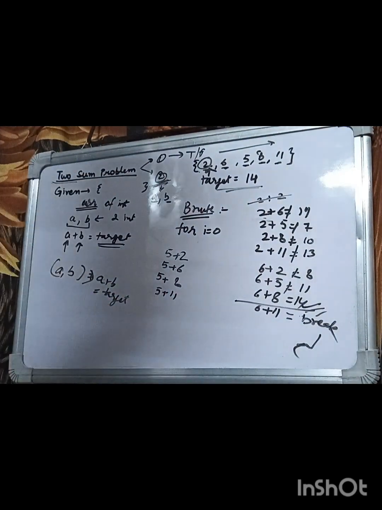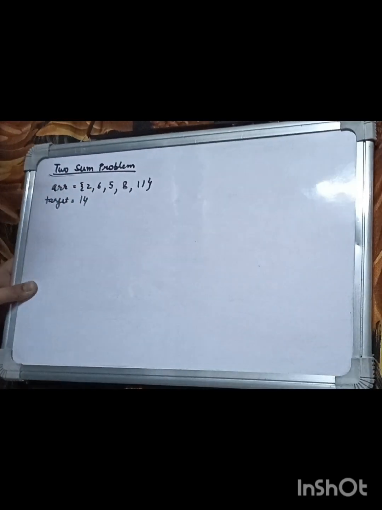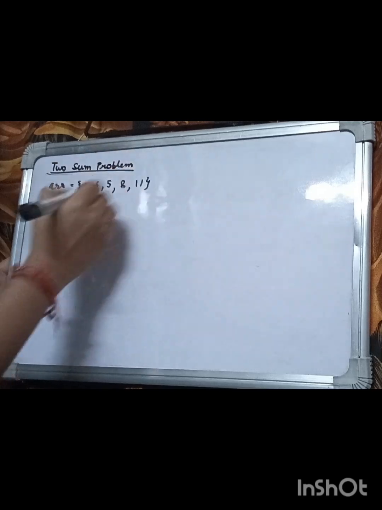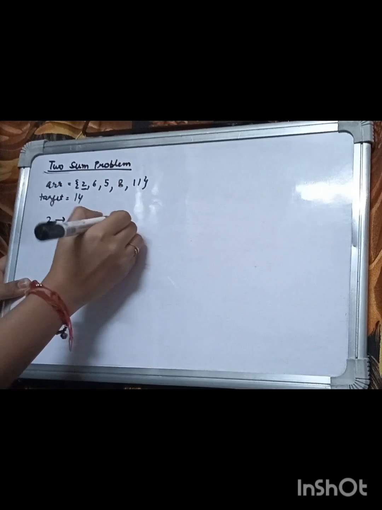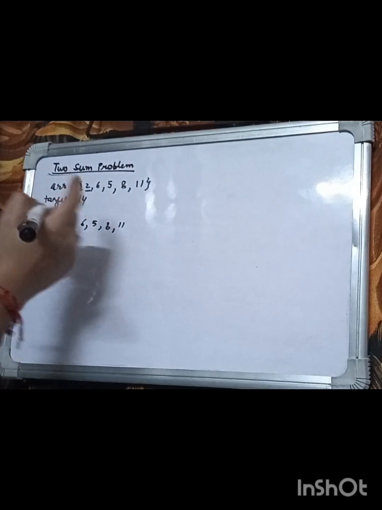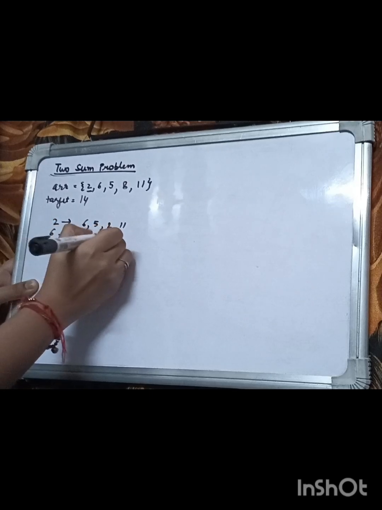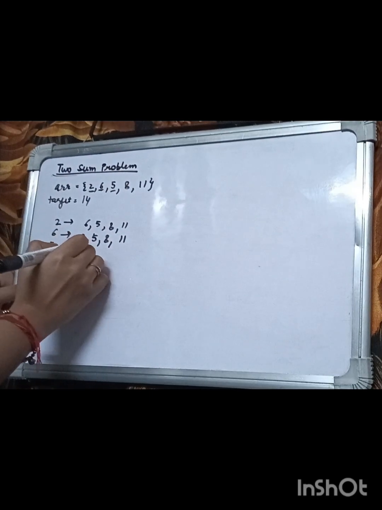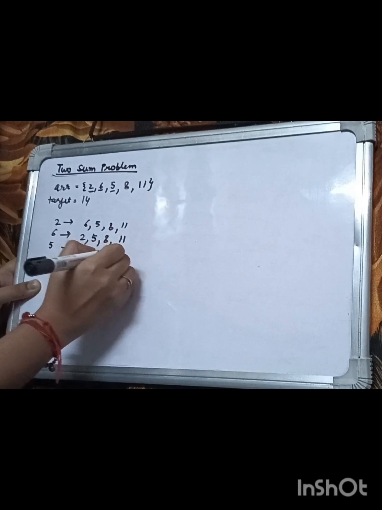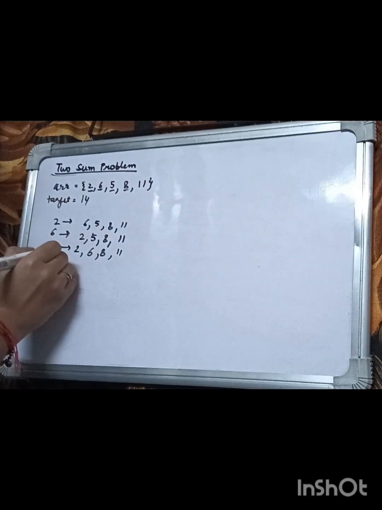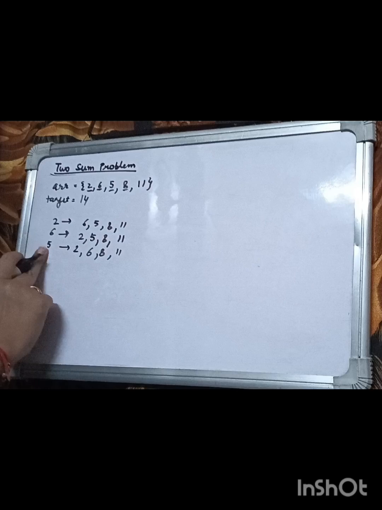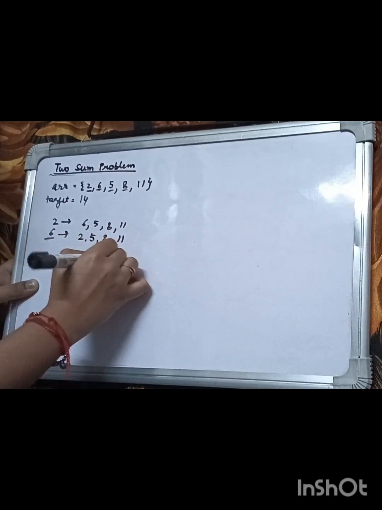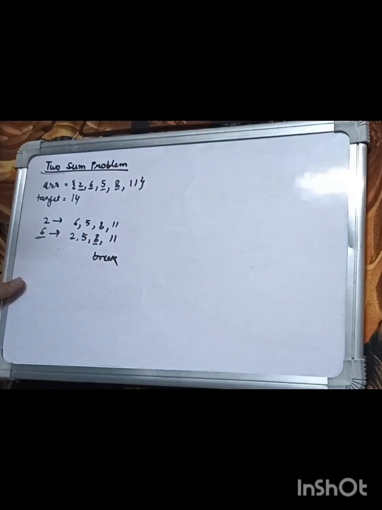So let's just write the code of it. Target is 14. What I'm doing, I'm taking each element, I'm taking 2 and I'm checking for every other element, that is 6, 5, 8, 11. Then I'm taking 6, I'm checking for every other element, that is 2, 5, 8, 11. Then I'm taking 5 and checking 2, 6, 8, 11. Then I'm taking 8 and checking for every other element, right? But as soon as this result comes, 6 plus 8, you will just break out from there. Okay, let's just write its code.